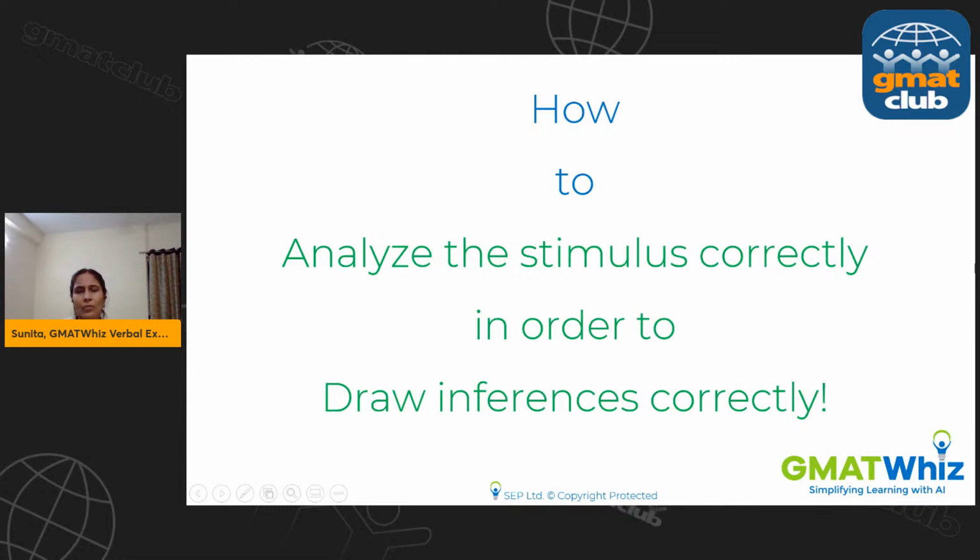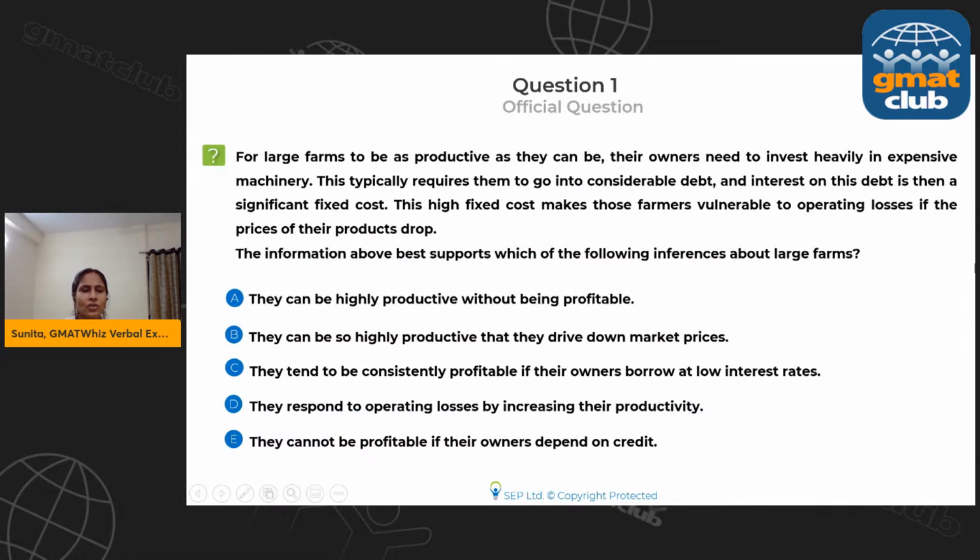I'm going to share the question with you guys. Here's the question, and I want you to take a shot at this. It's not a difficult question at all, and it's not meant to be. The idea is to train you to draw that inference. So for all of you who feel you miss certain ideas or facts or points while reading the stimulus, this is going to be super helpful.